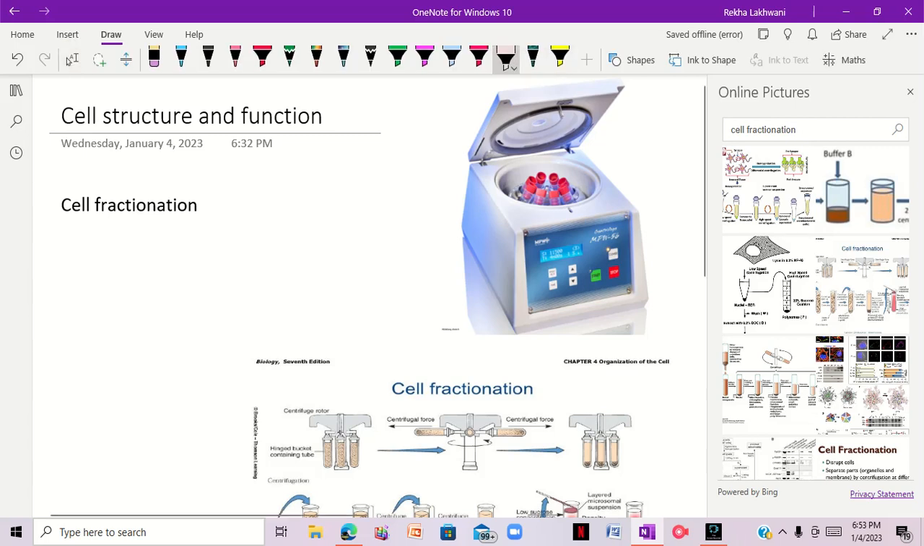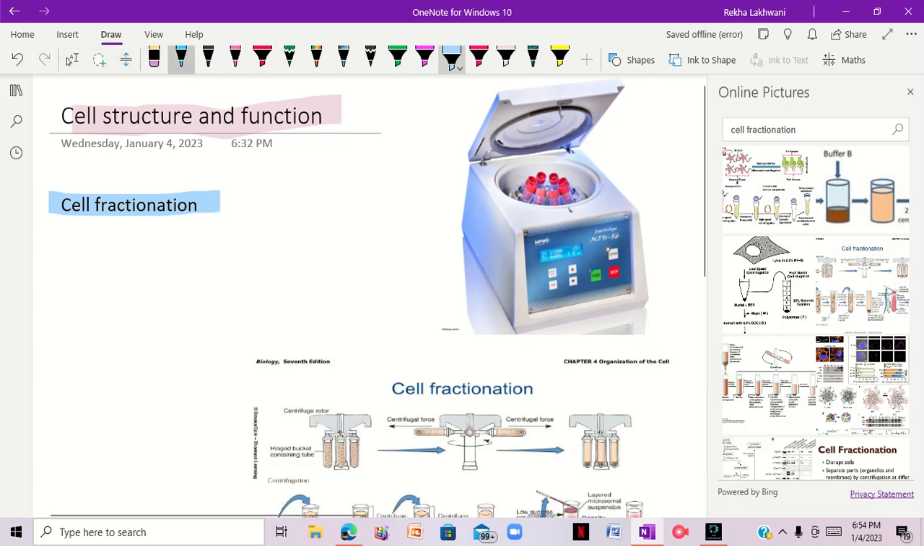So today we will look at a new chapter which is cell structure and function. Here we have the first topic which is cell fractionation.